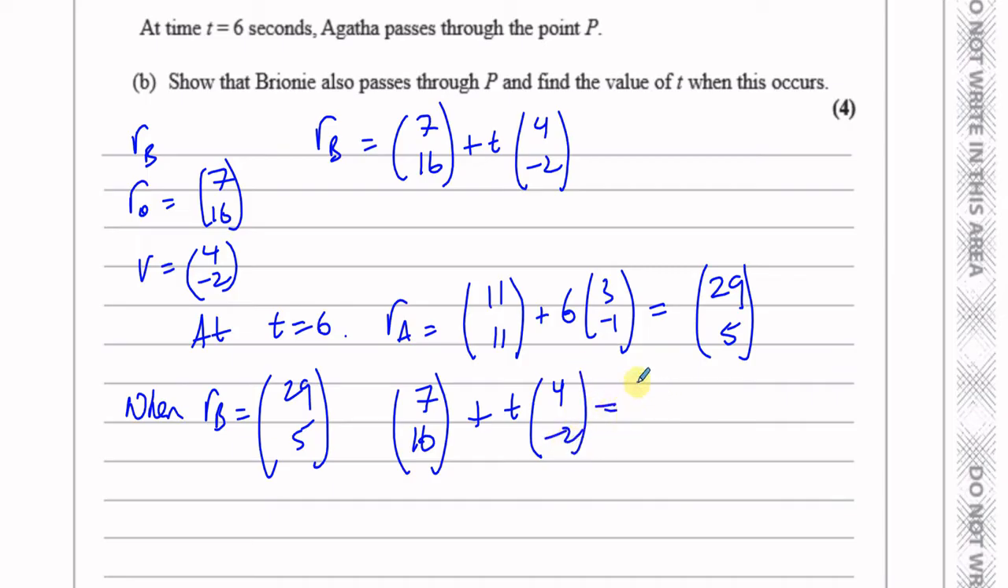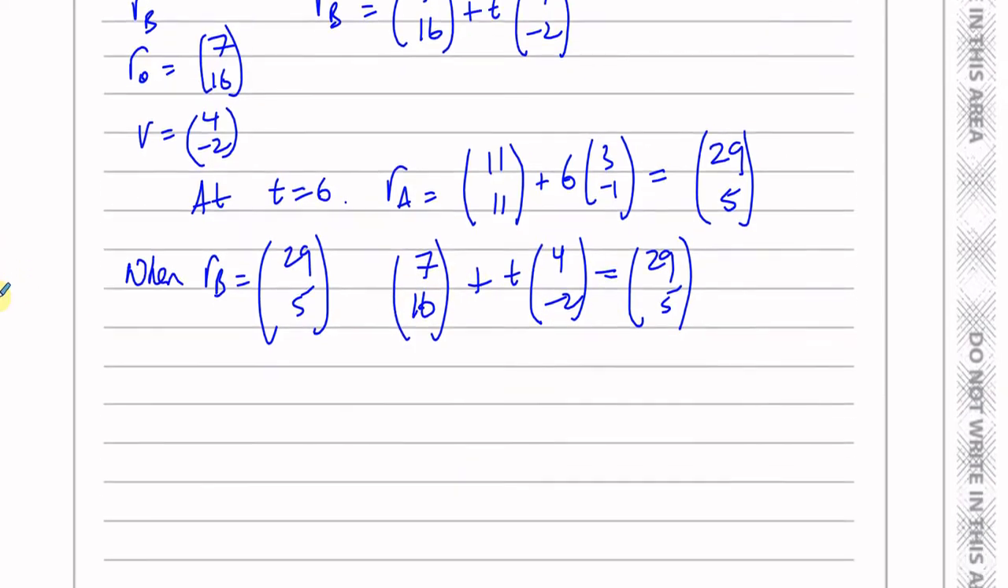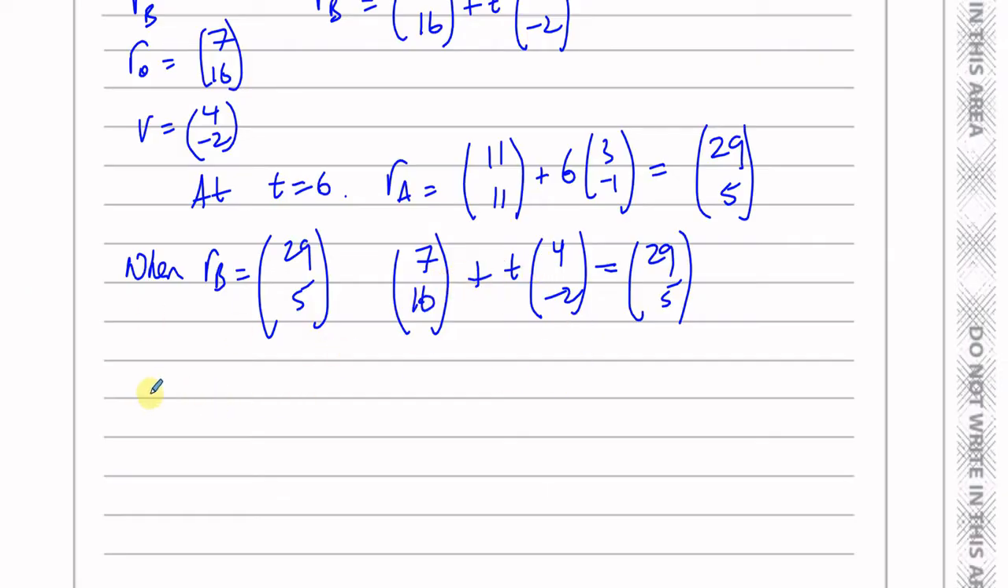If she passes through that point, you're going to end up with a value of T which is consistent with both the top and the bottom components, the I and the J components. So let's compare the I components. We've got 7 plus 4T equals 29. And let's compare the J components. We've got 16 minus 2T equals 5.